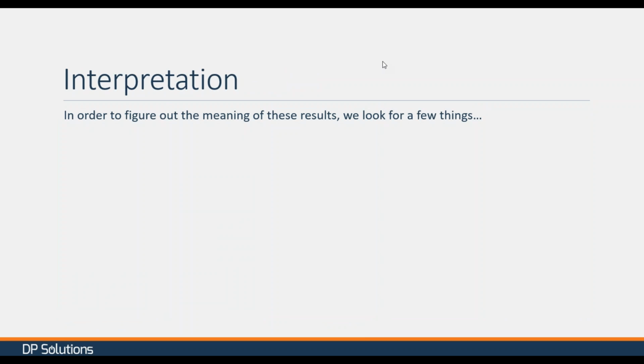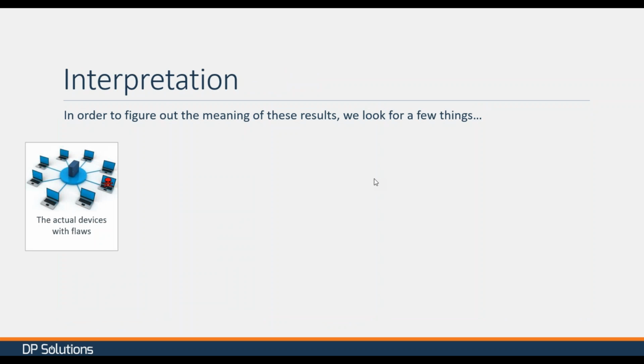We're going to pivot a little bit towards interpretation. So when I want to figure out the meaning of the results, all those reports I'm looking at, I'm looking for a few things. So first are the actual devices with flaws. There's a difference between a laptop that is used to browse the web only, and one of the managers uses it to watch YouTube videos when he's traveling, versus a server.